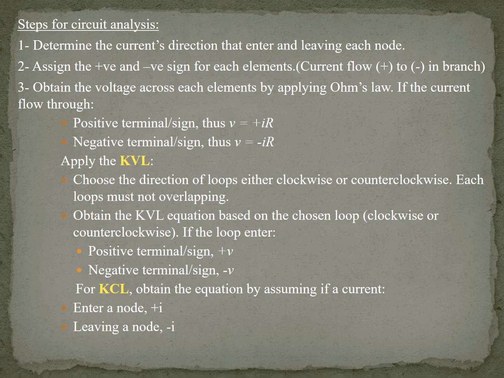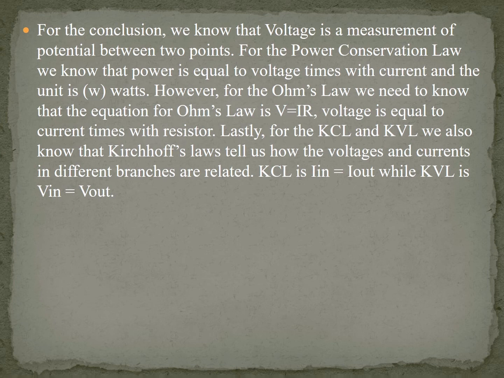When applying the KVL, choose the direction of loop, either clockwise or counterclockwise. Each loop must not overlap. Obtain the KVL equation based on the chosen loops. If the loop enters the positive terminal sign, then positive V. Otherwise, if negative terminal sign, negative V. For KCL, obtain the equation by assuming a current entering a node as positive I and leaving a node as negative I. For the conclusion, we know that voltage is a measurement of potential between 2 points.